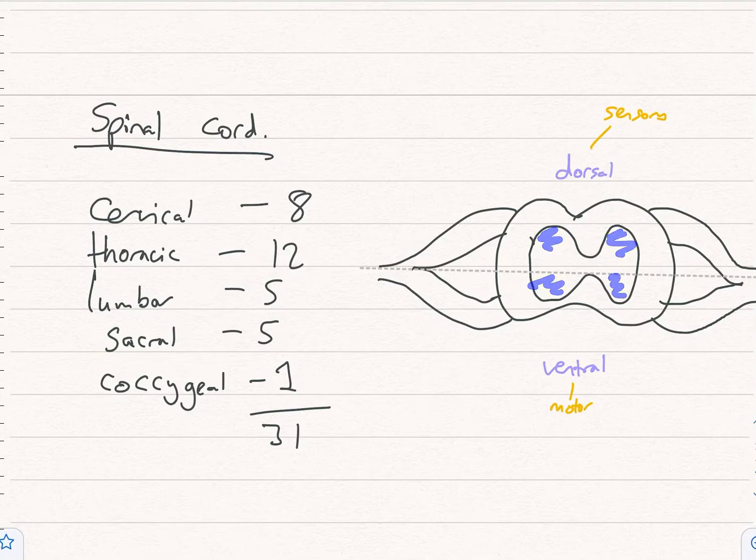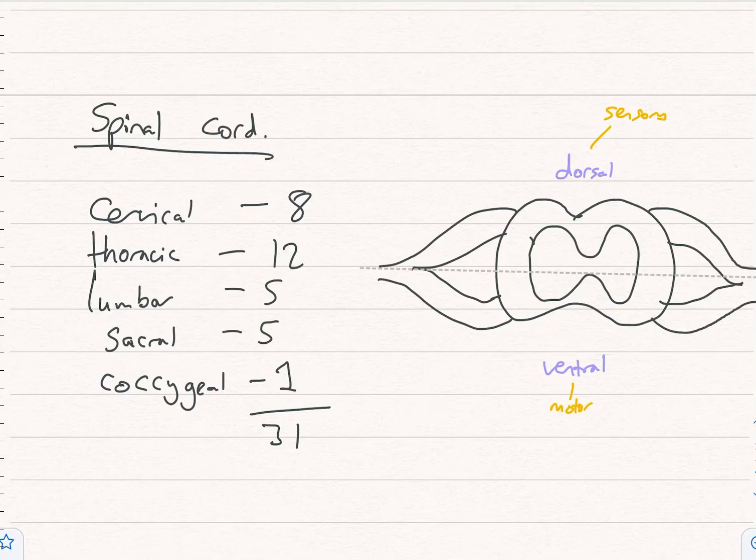Why does this butterfly shaped thing look like that? Each of these are called horns. Like I told you before, it's made up of grey matter, and here this is the dorsal component. So these are called the dorsal grey horns. Well, these at the front will be the ventral grey horns. So that's kind of how that works.